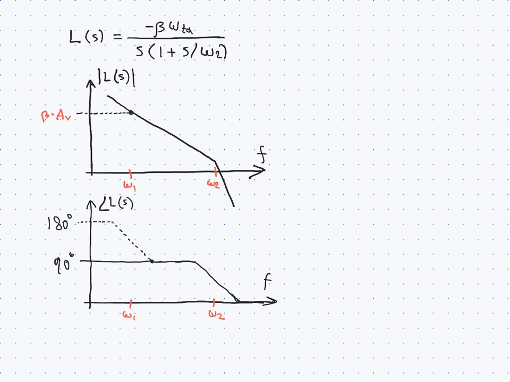Now, what is really important and what determines stability is what happens with the phase at the frequency where the gain is equal to 1, or the loop gain is equal to 1. So the unity loop gain frequency. Now, at that frequency, what the phase is determines the stability. So the margin that we have from here down to 0 degrees here is the phase margin.